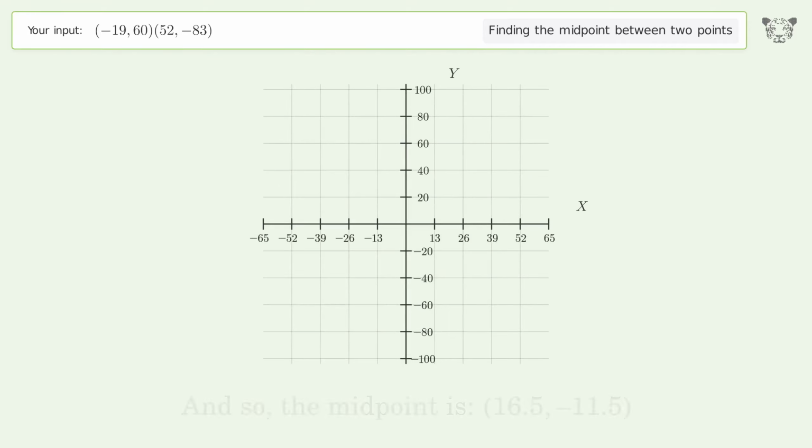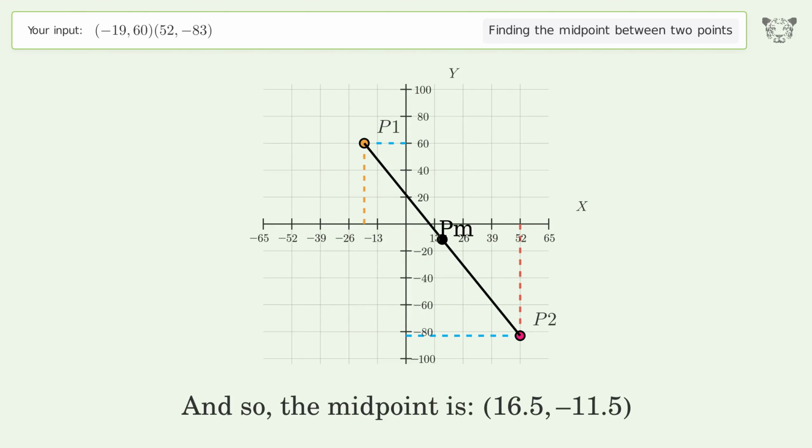And so, the midpoint is 16.5, negative 11.5.